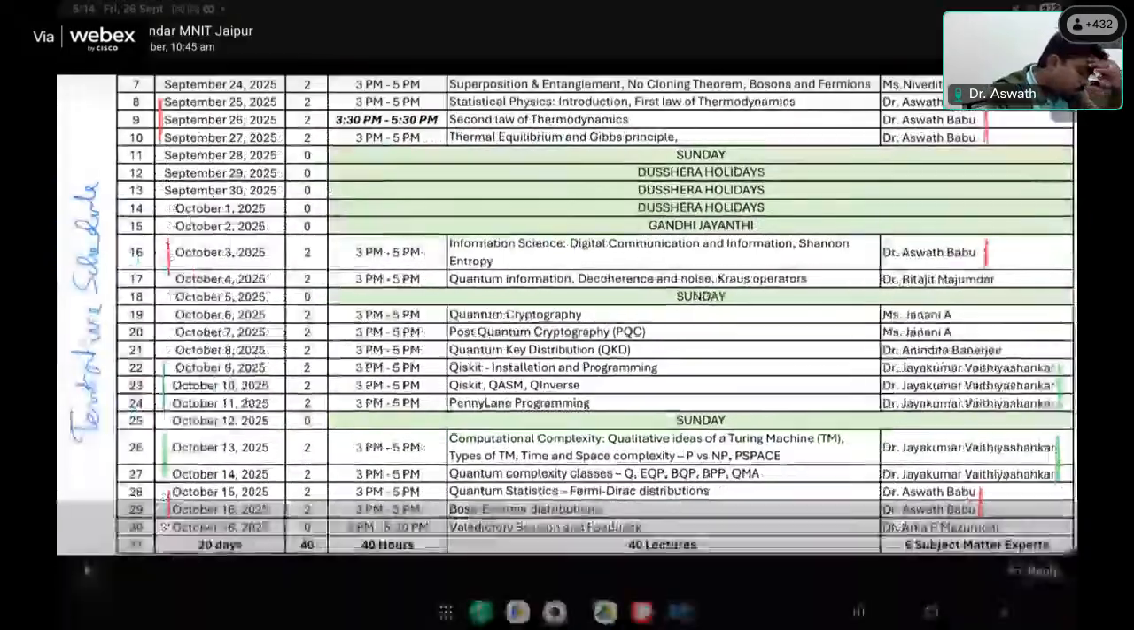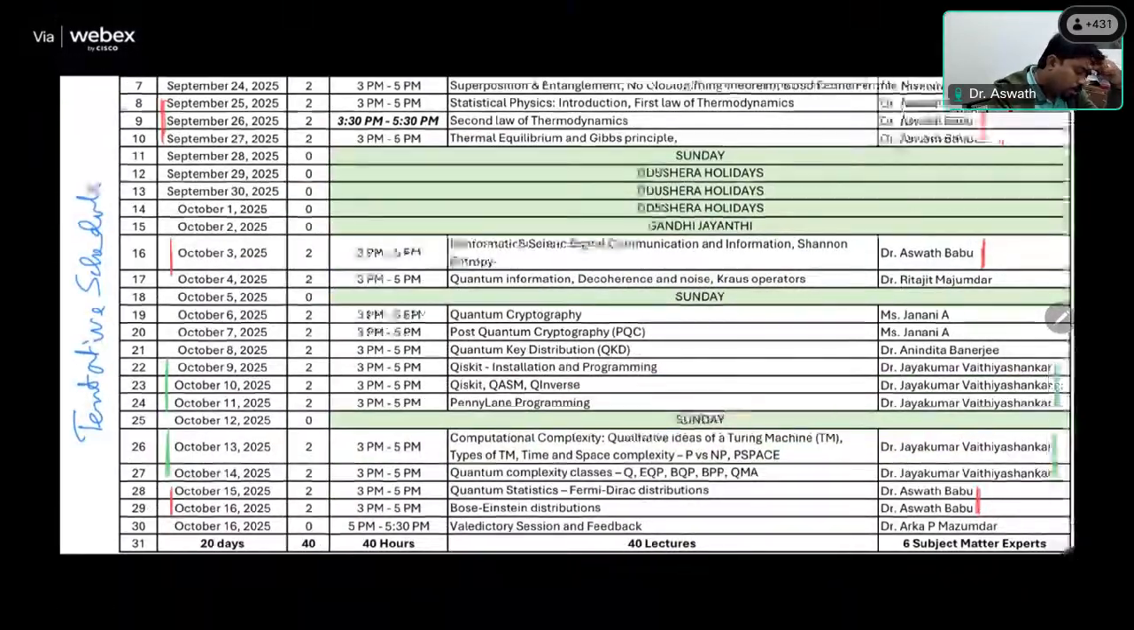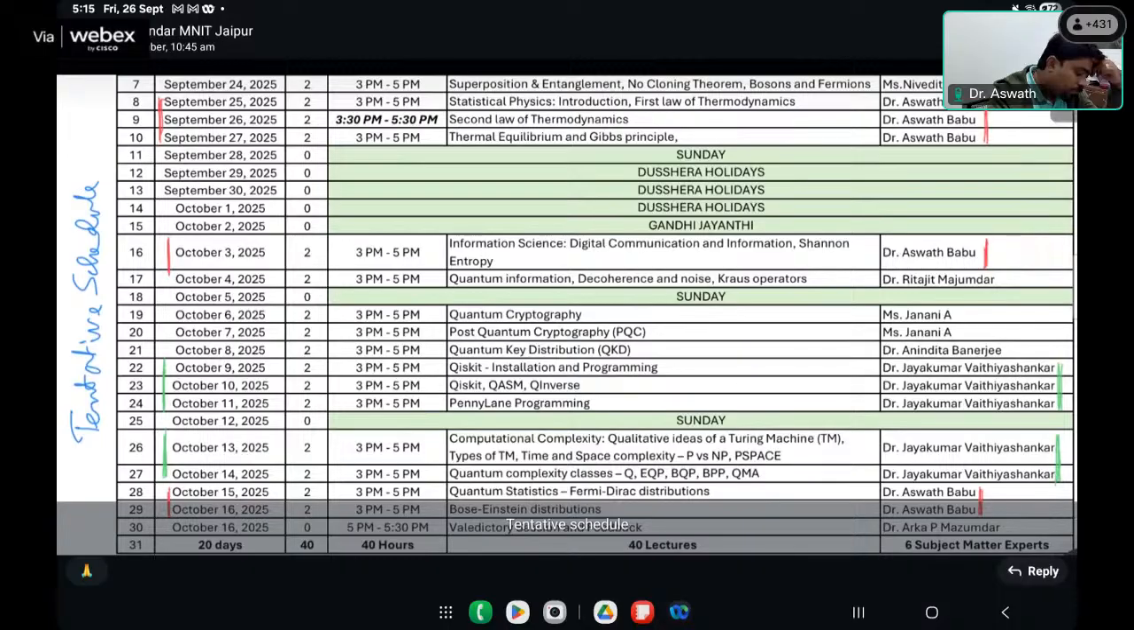If you see, the introduction to statistical physics we did yesterday, and laws of thermodynamics, starting from the first law and second law of thermodynamics, we also did today. And we discussed the partition function, probability distribution and canonical distribution. Tomorrow we will go for something called thermal equilibrium and Gibbs principle. There are questions coming up here. Let me see the questions.